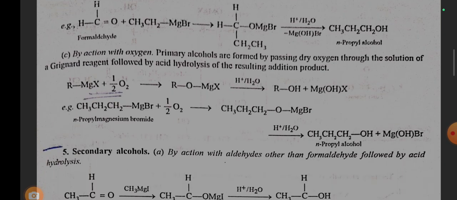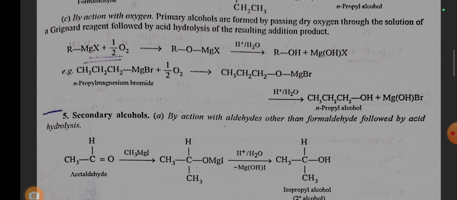C. By action with oxygen. Primary alcohols are formed by passing dry oxygen through the solution of a Grignard reagent followed by acid hydrolysis of the resulting addition product.